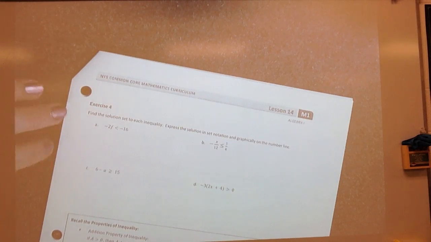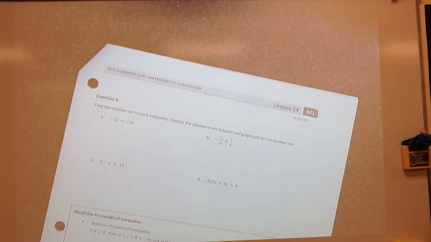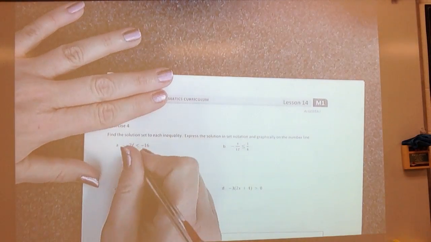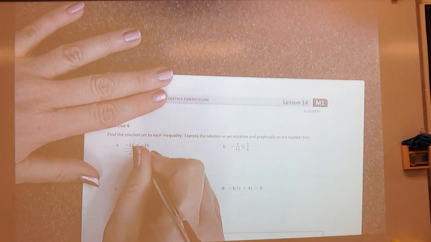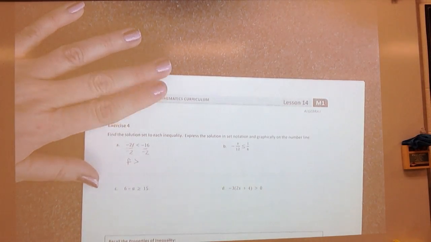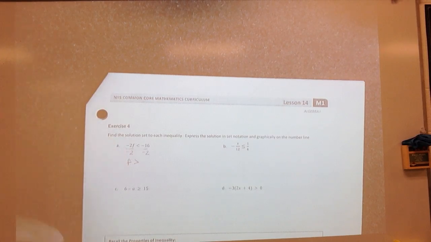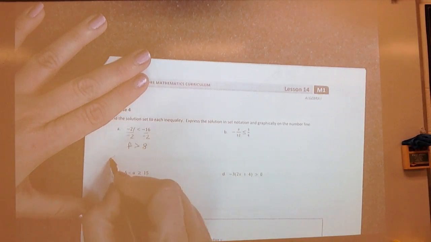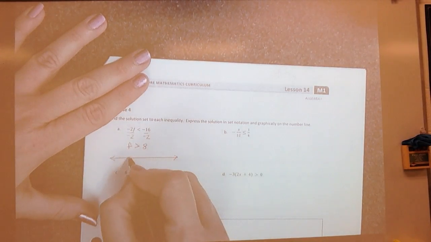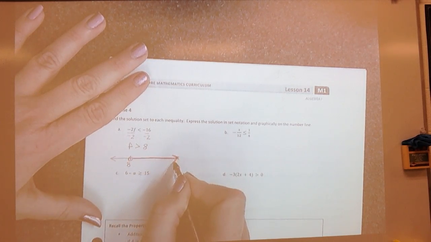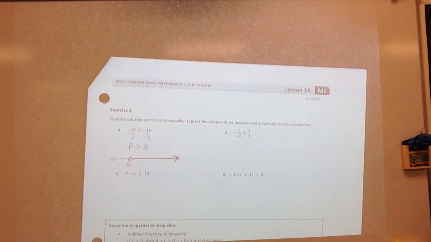All right, find the solution set to each inequality, express the solution set in set notation, and graphically on the number line. All right, we're going to divide by negative 2. So F, my sign changes because I'm dividing by a negative number. Negative 16 divided by negative 2 is 8. So F is greater than 8. Open circle at 8, and I'm going to shade everything bigger than 8.